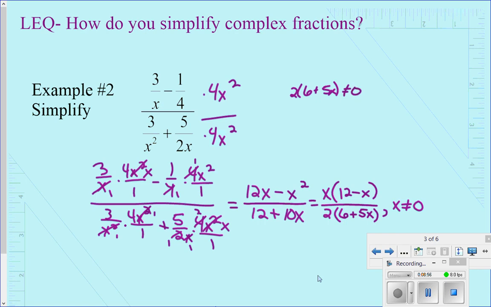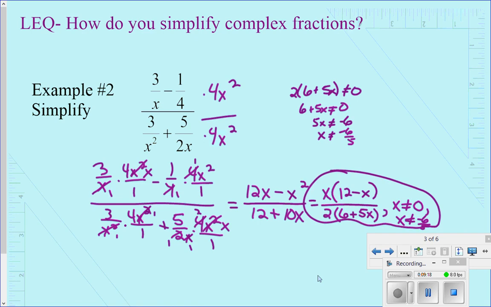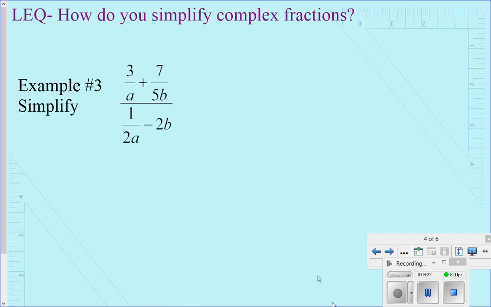So if I divide both sides by 2, I'm getting 6 plus 5x cannot equal 0. Subtracting 6, 5x cannot equal -6. And last, dividing by 5, x cannot equal -6/5. So I'm going to include that as well. Okay. So nothing else to simplify or factor out. We have our domain restrictions. We are finished. Next, copy that one into your notes.